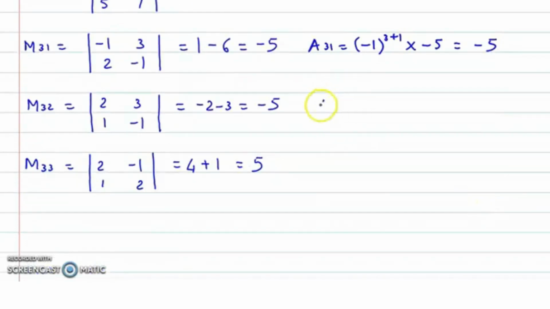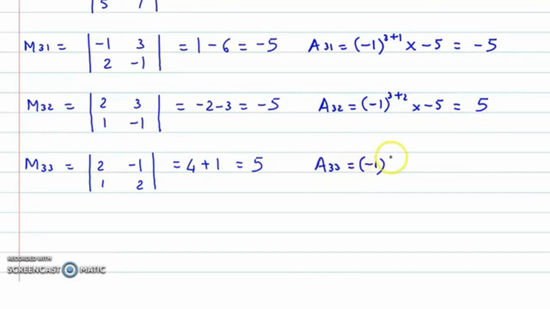Next is A32. अब A32 होगा -1 raised to 3 plus 2 into -5. Now -1 raised to 5 that's -1 into -5 ये हो जाएगा 5. Next is A33 which is -1 raised to 3 plus 3 into 5. 3 plus 3 6 होता है. So -1 raised to 6 that's 1 into 5 that gives us 5. So these are the minors and the cofactors.